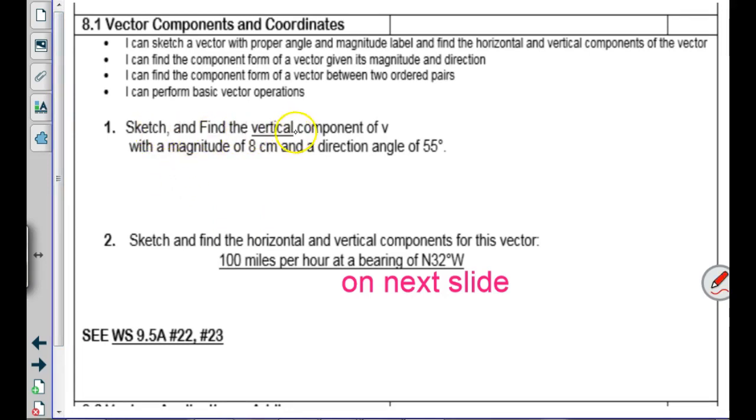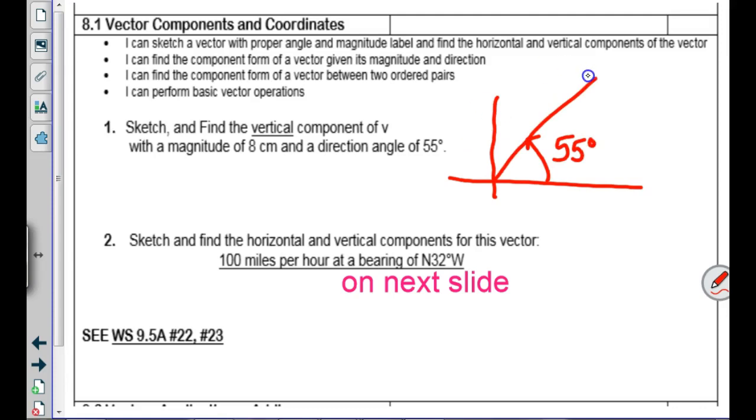All right, so there's an example here right on the review. It says sketch and find the vertical component of V if it has a magnitude of 8 centimeters with an angle of 55 degrees. So I would just expect you to go roughly, here's 55 degrees, and label this. If you remember to put the little arrow at the end to show it's a vector, it's okay. I wouldn't count it wrong if you didn't. And it's 8 centimeters long. There's the sketch part. We good? Then how do we find the vertical or horizontal? One version says vertical, one says horizontal. Anybody remember?